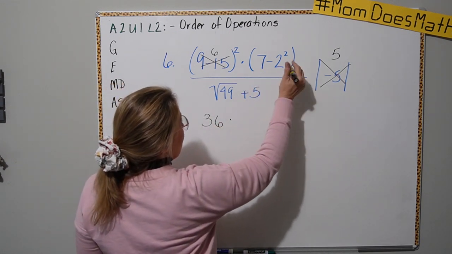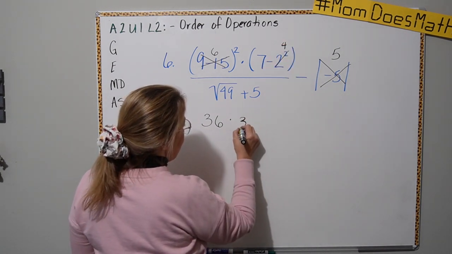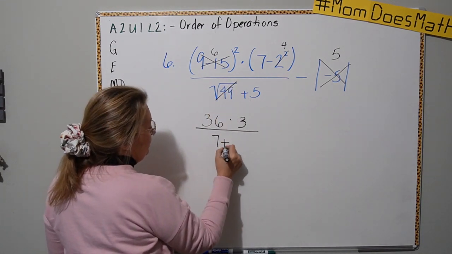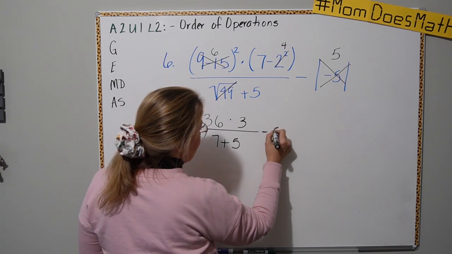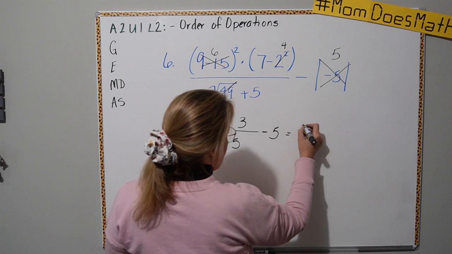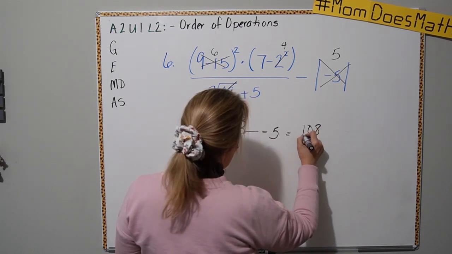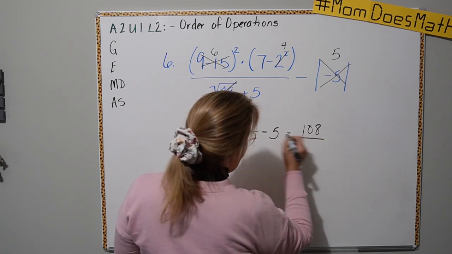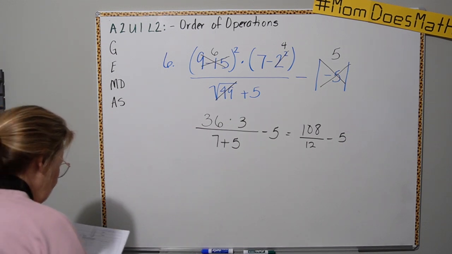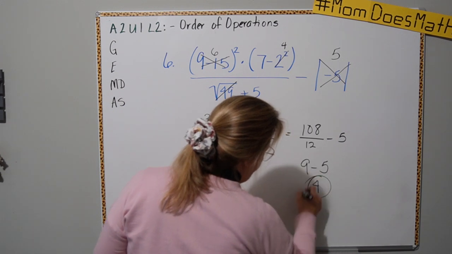Within this set of parentheses, 2 to the second power is 4, and 7 minus 4 is 3. Okay, square root of 49 is just 7 plus 5, and then we have minus 5 there. Okay, 36 times 3 is, let's see, 6 times 3 is 18, 3, 9, 108 over 7 plus 5, it's 12 minus 5. All right, 108 divided by 12 is 9, and 9 minus 5 is 4.